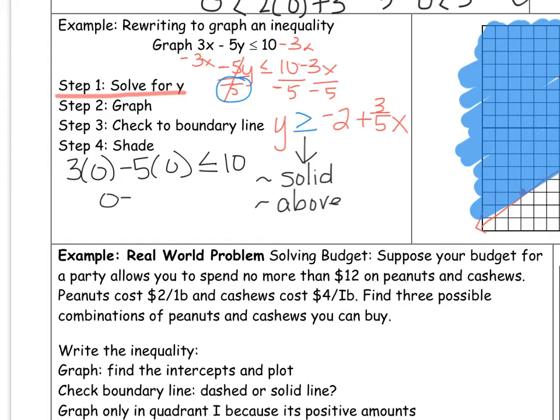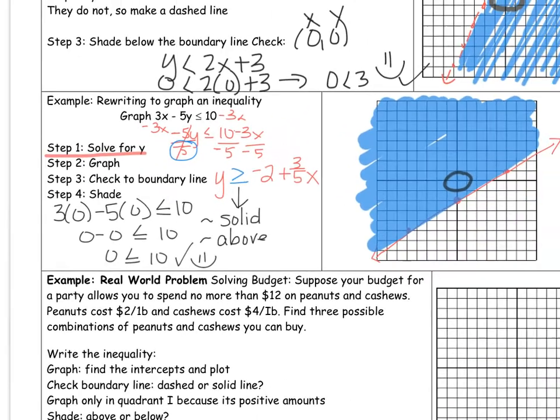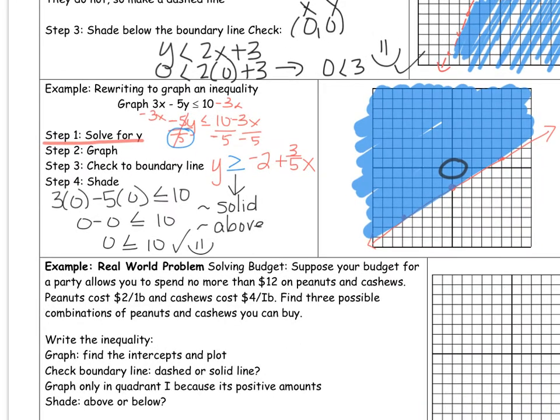And I get 0 minus 0 is less than or equal to 10. 0 is less than or equal to 10. That works, so that means I shaded correctly. If it didn't work, then I would have to go back and reshade my inequality. So again, it is a greater than or equal to sign. So that means it's going to be solid because it has the equal to, and we're going to shade it above.